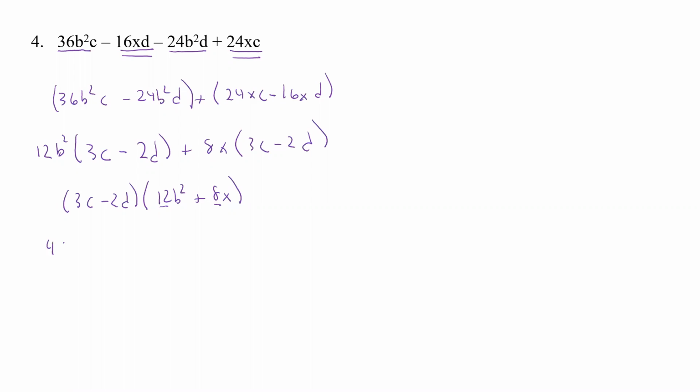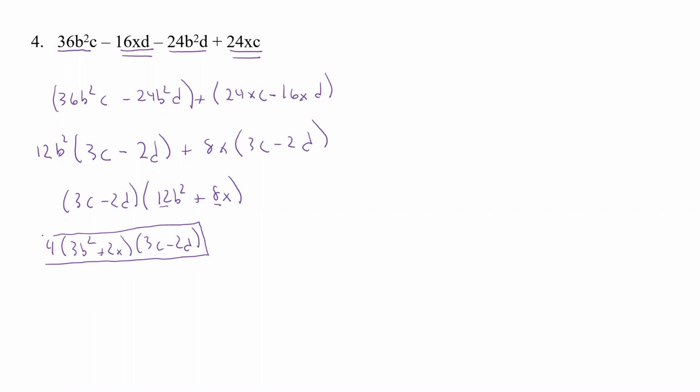So I have a 4 I can pull out. And if I pull that out, I have a 3b squared plus 2x. And then I have my 3c minus 2d. And now I've got this factored completely because I don't have any common terms here. I don't have any common terms here. And so that's as far as I can go as this factorization.